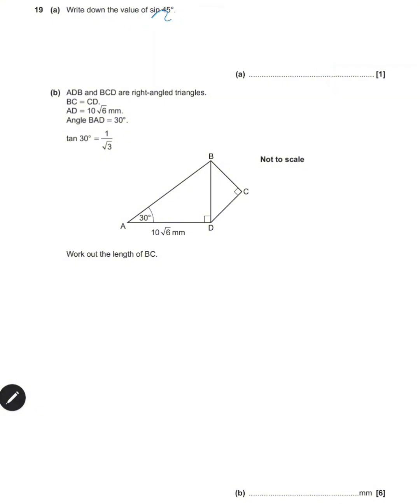Question 19, we're just asked for the value of sine 45. Well, sine of 45 is just 1 over root 2. That might end up coming back later in this question. Part B, all this information is just this diagram, except for that. That's giving us a hint at something we might use later, I think. It says work out the length of BC.